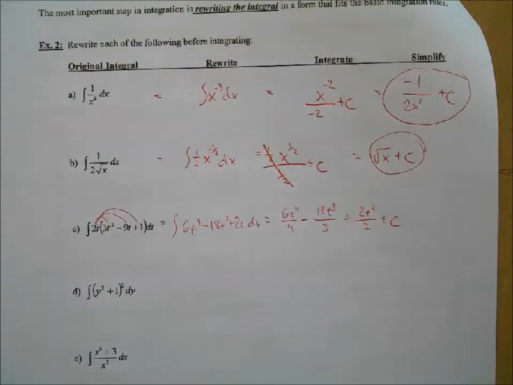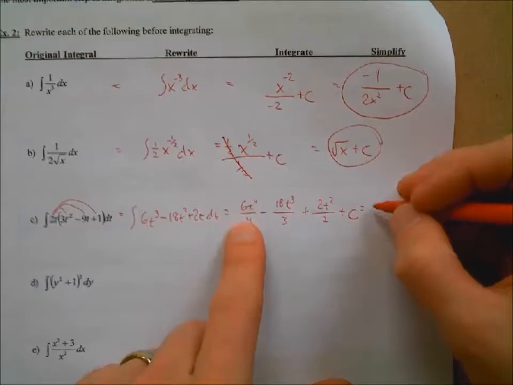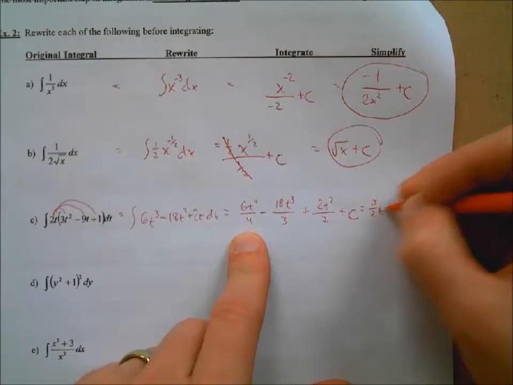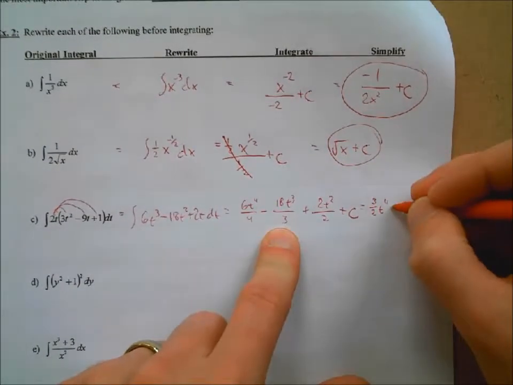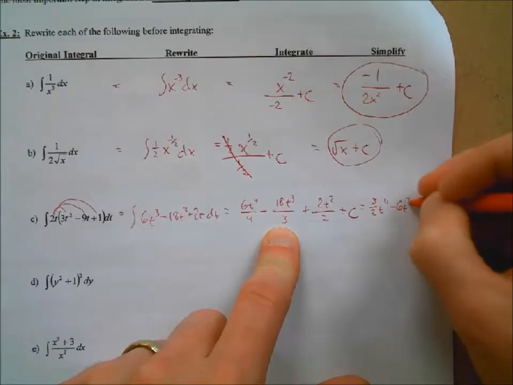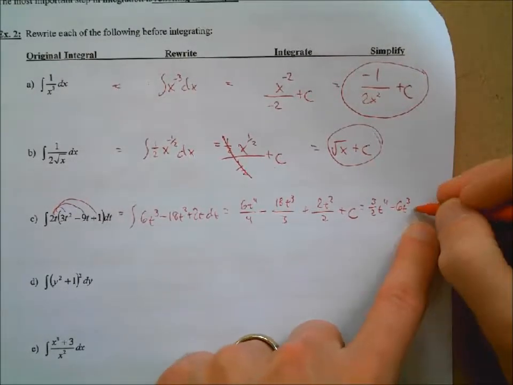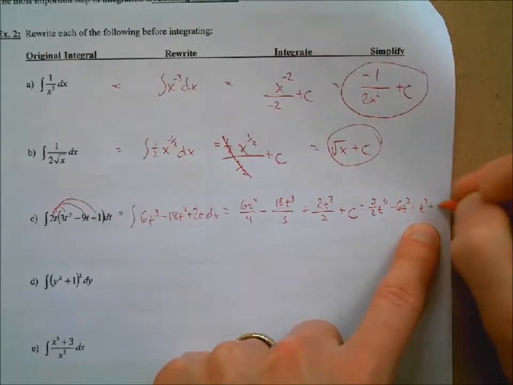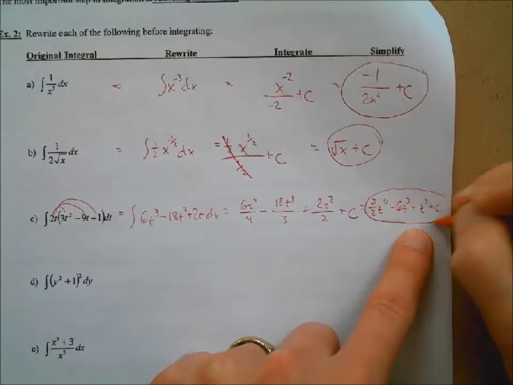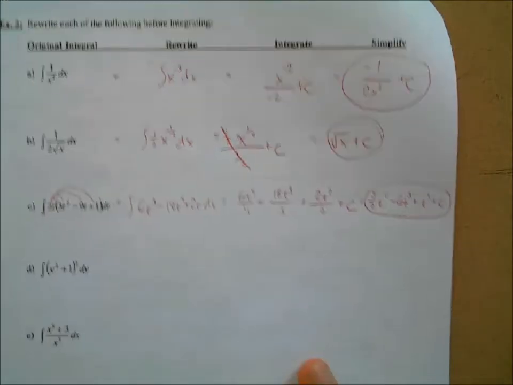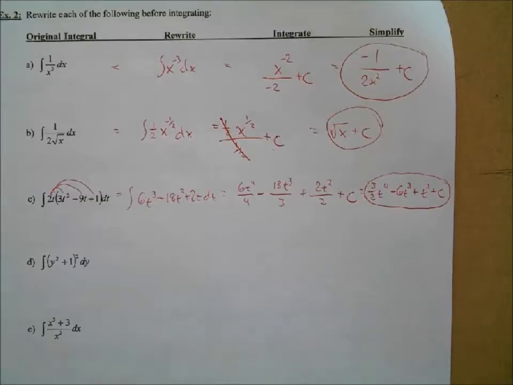Okay, and then we'll simplify this. 6/4 becomes 3/2 t to the fourth. 18/3 is minus 6t to the third. And then 2/2 becomes just 1, so plus t squared plus c. And so there's our simplified version right there. Okay.